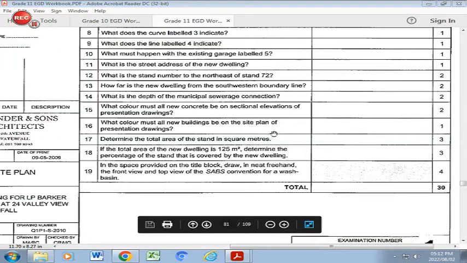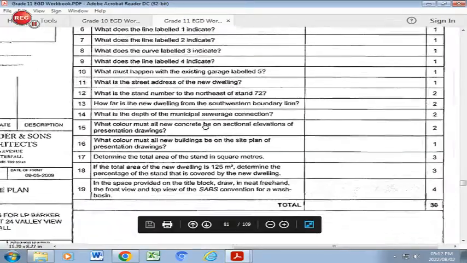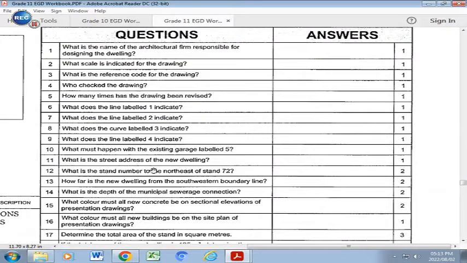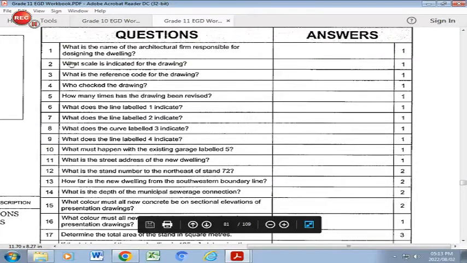Learners, that concludes our analytical activity which we did, and I hope that you will be able to fill in all the answers from the explanation that has been given to you.